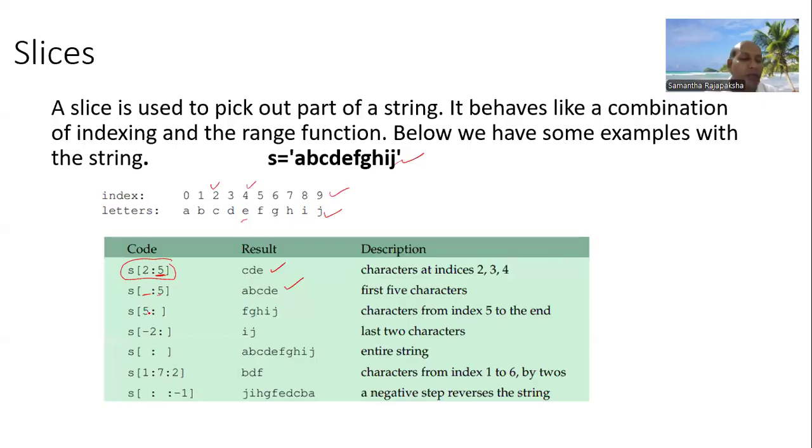This means start at the fifth one to the last one. Start at the fifth one means F onwards. This one means minus 2 onwards. Minus 2 onward means this is minus 1, this is minus 2. The minus 2 onward means I and J. This is everything. Now this one means start at the first one, go up to the sixth one, incrementing by 2. Start at the first one means B, increment by 2, 3, 3 plus 2, 5. The last one is 6. Therefore, it should be B, D, and F.